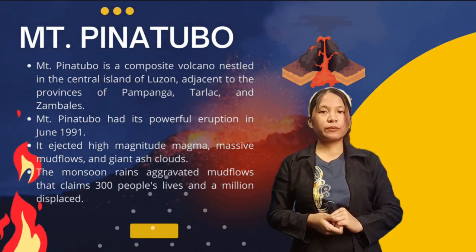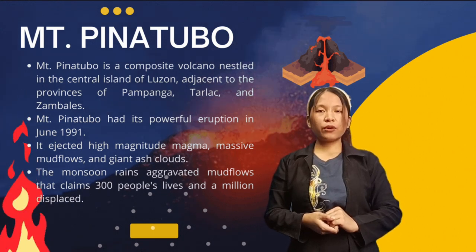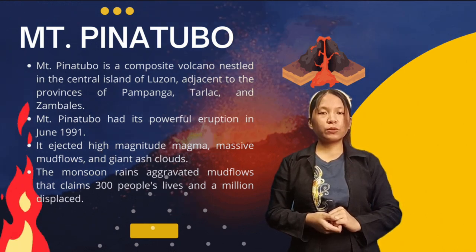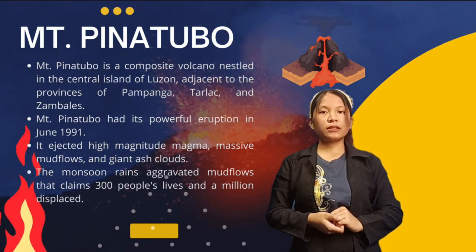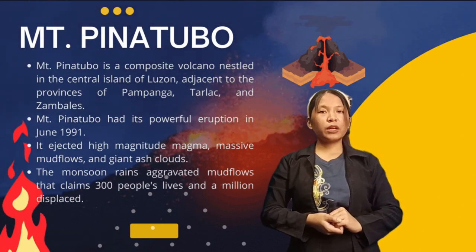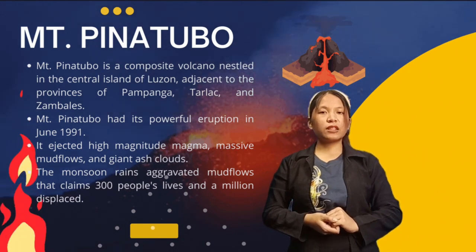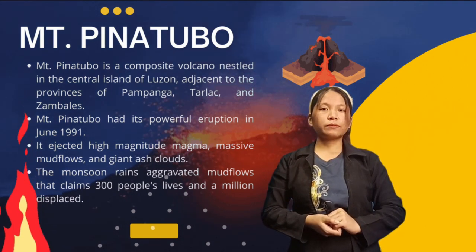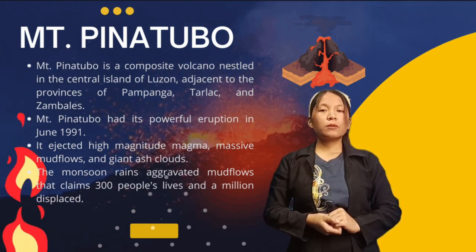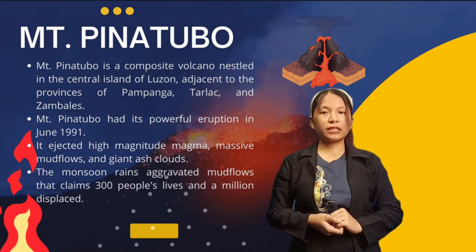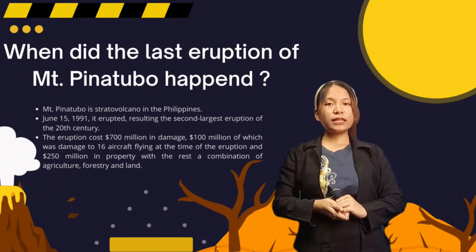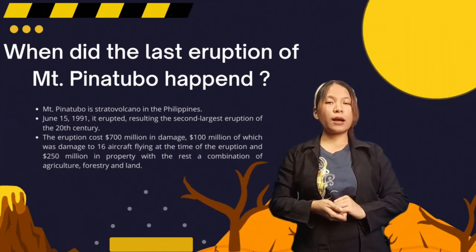and Zambales. Mount Pinatubo had its powerful eruption in June 1991. It ejected high-magnitude magma, massive mud flows, and giant ash clouds. The monsoon rains aggravated mud flows that claimed 300 people's lives and displaced a million. Its eruptive history was unknown to most before the pre-eruption volcanic activity of early 1991. When did the last eruption of Mount Pinatubo happen?